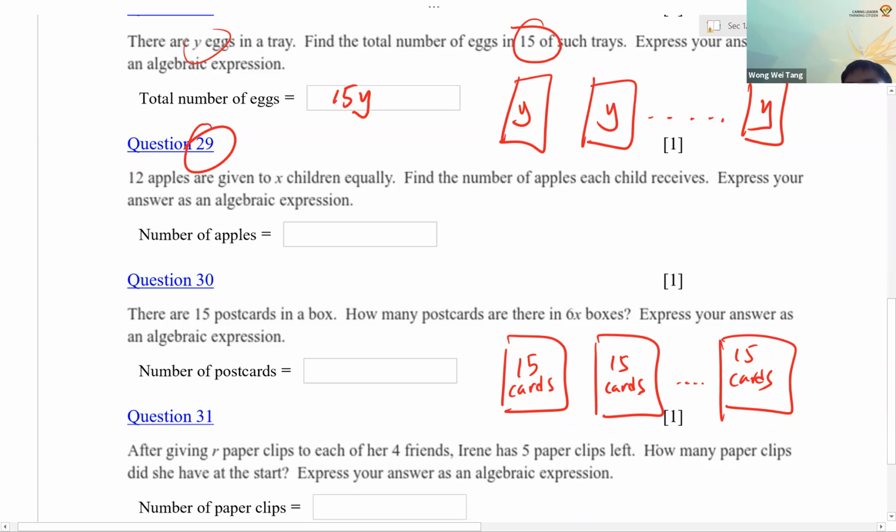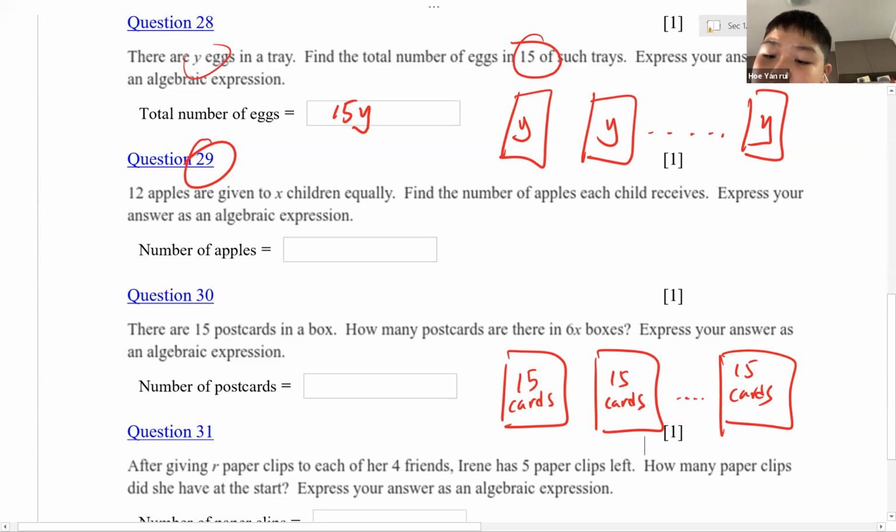Do you need someone to help? Yanrei, do you need someone to help? Yes. Okay, so listen carefully. How many cards in one box? 15. How many cards in two boxes? Oh, wait. I don't need you to give me the number. I need you to give me the working. How many cards are there in two boxes? 15 times two. Very good. How many cards are there in three boxes? 15 times three. How many cards are there in 10 boxes?